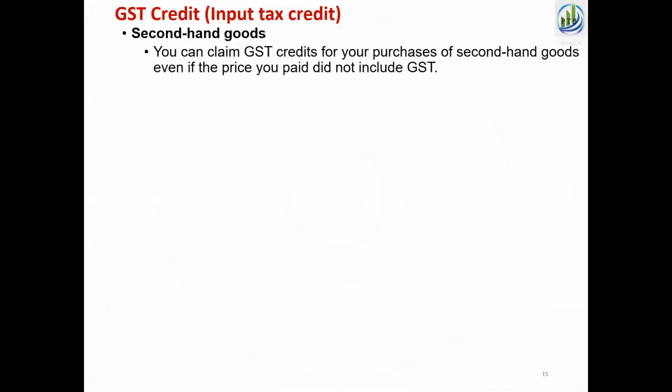Second-hand goods. When you purchase second-hand goods from the public, you may not be able to claim the GST because there may be no tax invoice. For example, you went and bought a car for your business from a normal member of the public. He cannot give a tax invoice because he may not be registered for the GST. So in that case, how are we going to treat it? That's called second-hand purchases from the public.